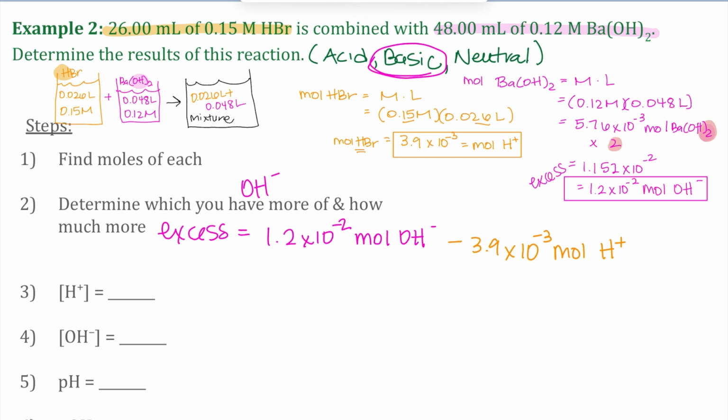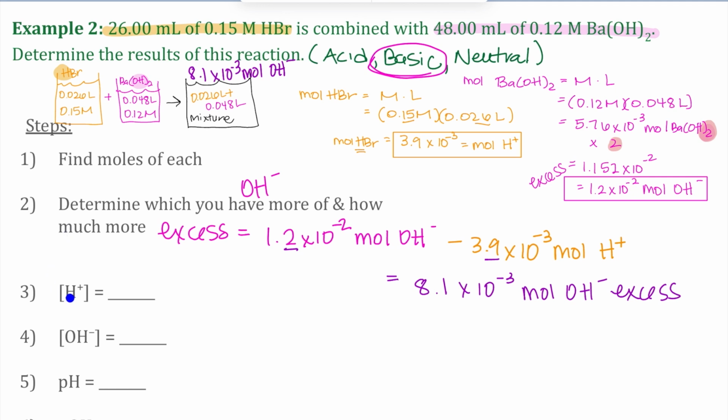Now we can do that subtraction. We have 2 sig figs, but with subtraction, we're looking at digits after the decimal. When we subtract those, I get 8.1 times 10 to the negative 3 moles of OH, and that is the excess moles of OH. So I've got 8.1 times 10 to the negative 3 moles of unpaired OHs. The rest of the OHs paired up with all of our hydrogen ions.